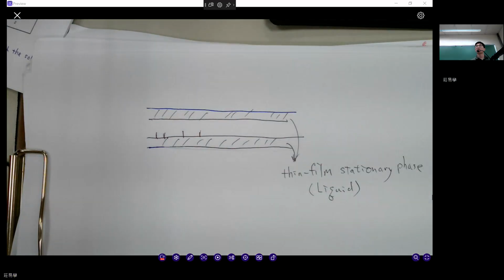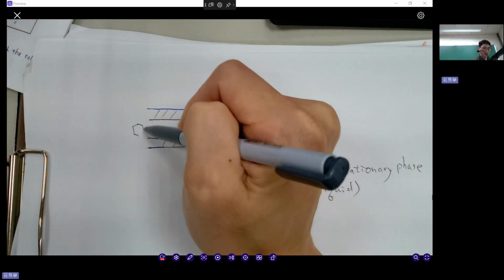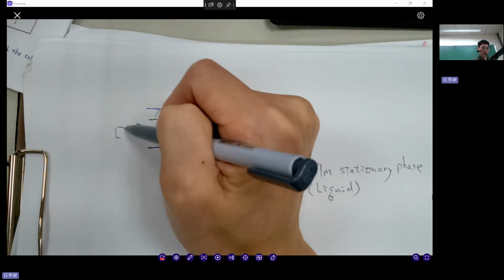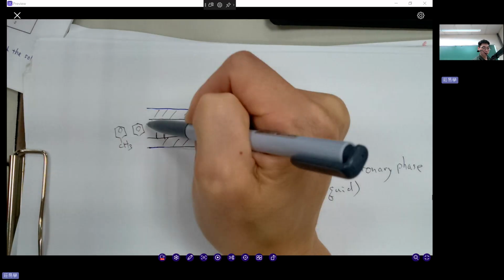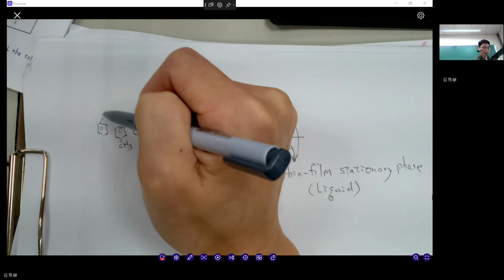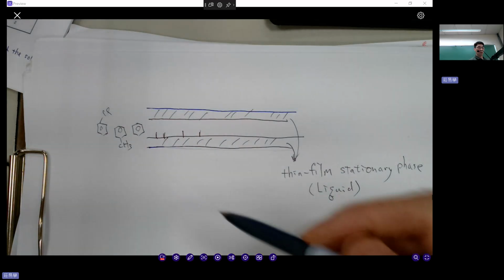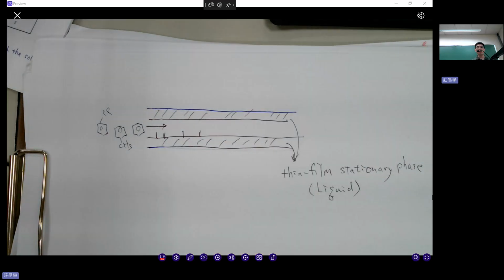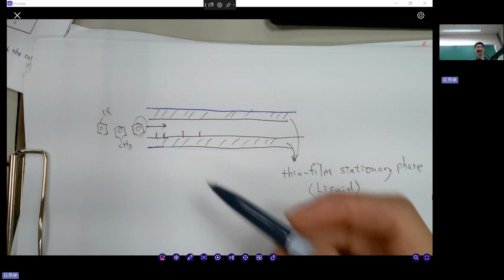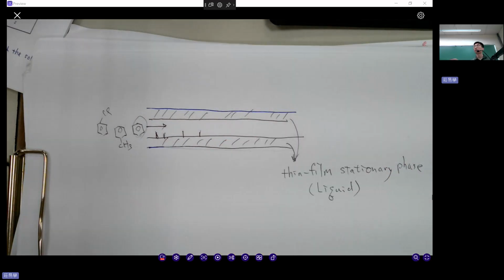When your compounds, let's say benzene, toluene, or chlorobenzene, which are compounds with low boiling points that are ready to evaporate, get injected into the machine and pass through the column, they interact with the functional groups on the surface. Eventually they get separated. You guys know what I'm talking about, right?